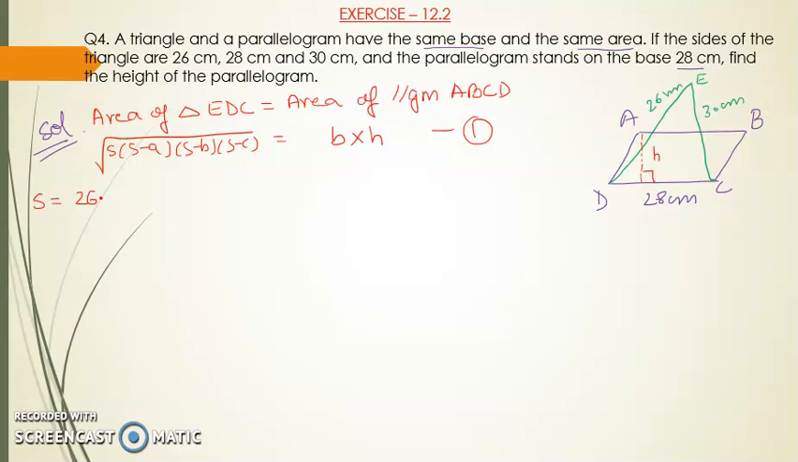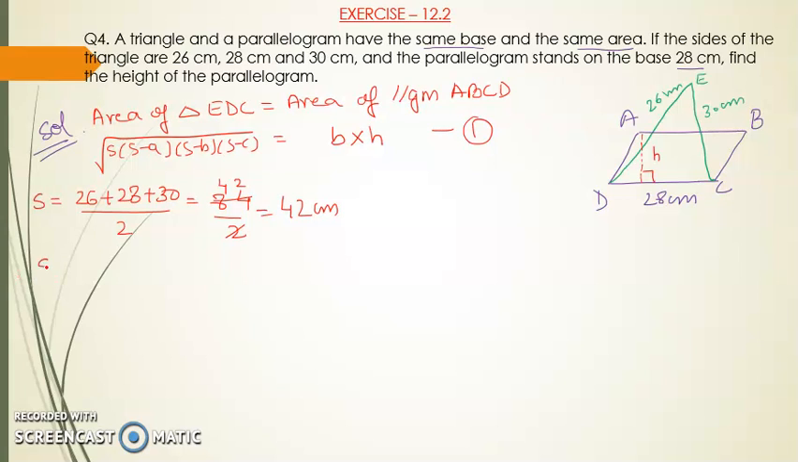So 26 plus 28 plus 30 divided by 2. So 6 and 8, 14, 4 carry 1, plus 1, 2, 3, 3 and 2, 5 and 3, 8. So 84 divided by 2. 2 4s are 8, 2 2s are 4. So this is 42 centimeter.